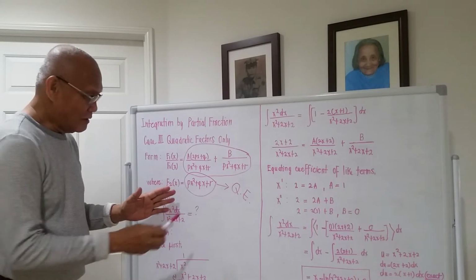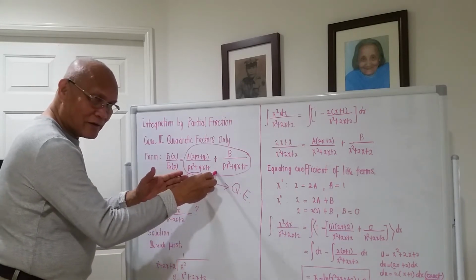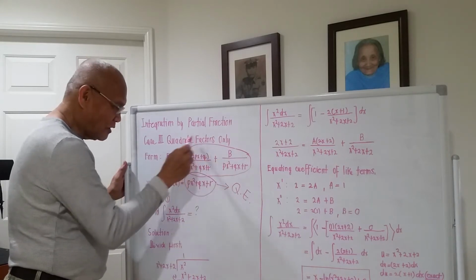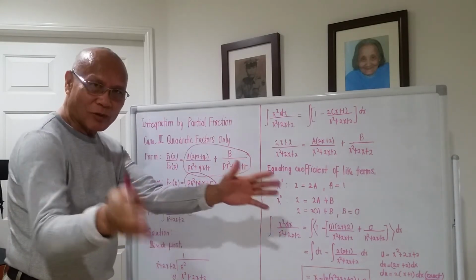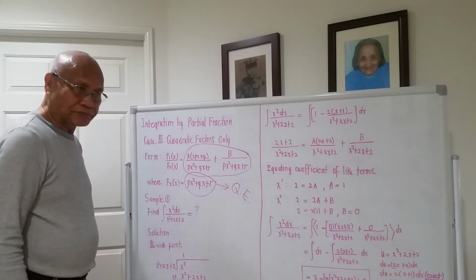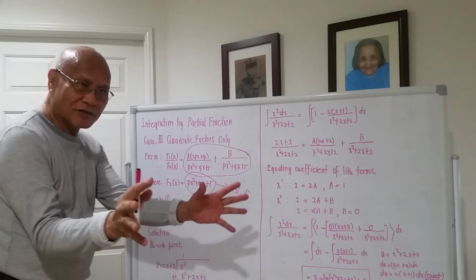Okay? Just follow this form here. Find the values of a and b, then try to integrate. It's as simple as that, guys. Okay, I will give example number 1. It's an easy one. It's easy to visualize.